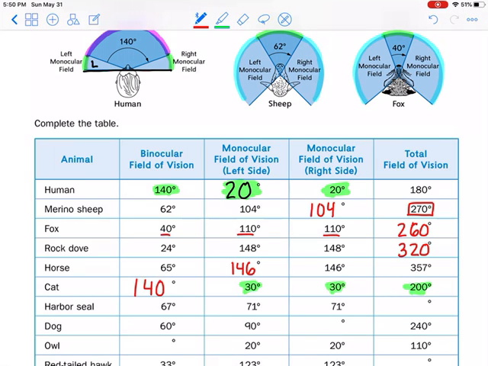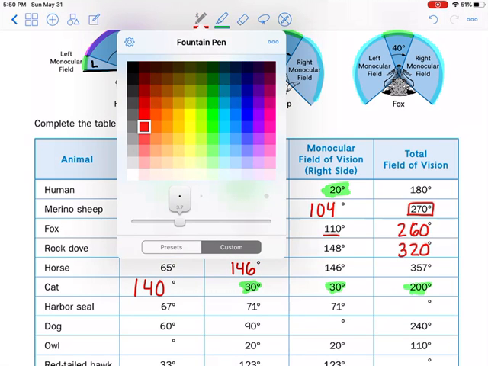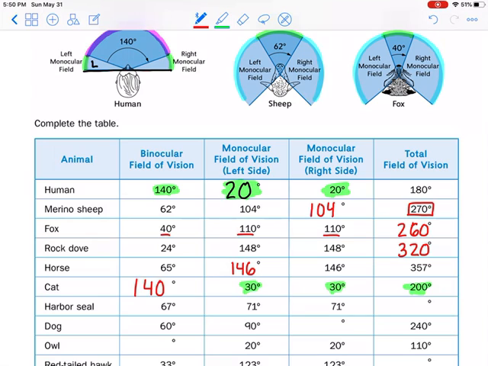The next one, a harbor seal, we have to find the total number of degrees. So we're going to add up all of their fields of vision. So it's 67 degrees for their binocular. Their monocular for the left side is 71 degrees, plus the right side, which is also 71 degrees. And if you added all that up, you would get 209 degrees, which is their total field of vision.